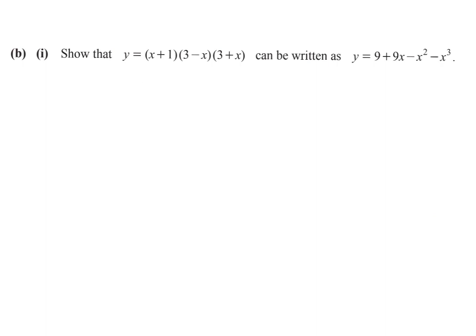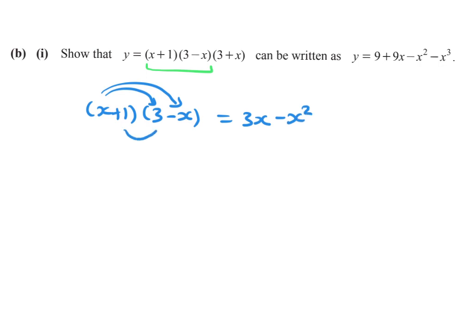Part b(i): show that y equals x plus 1 times 3 minus x times 3 plus x can be written in this form. So multiply the brackets, and you get that one. You can start by multiplying the first two brackets. So x plus 1 times 3 minus x: x multiplied by 3 equals 3x, x times negative x is negative x squared, 1 multiplied by 3 equals 3, 1 times negative x is negative x. Combine the like terms: negative x and 3x is 2x, so we have negative x squared plus 2x plus 3.